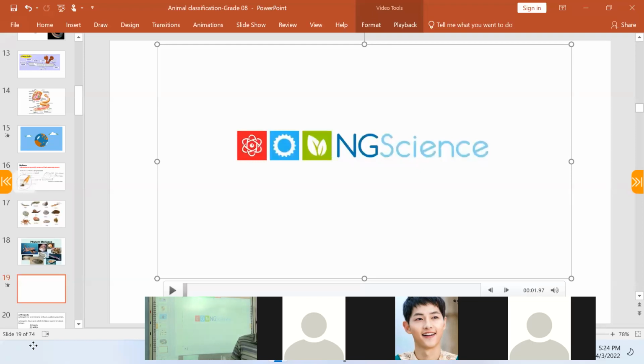Also possess only one foot. Who? The octopuses and squids. Octopus has many muscular feet, no? Not only one, it has many feet. It's a predator.